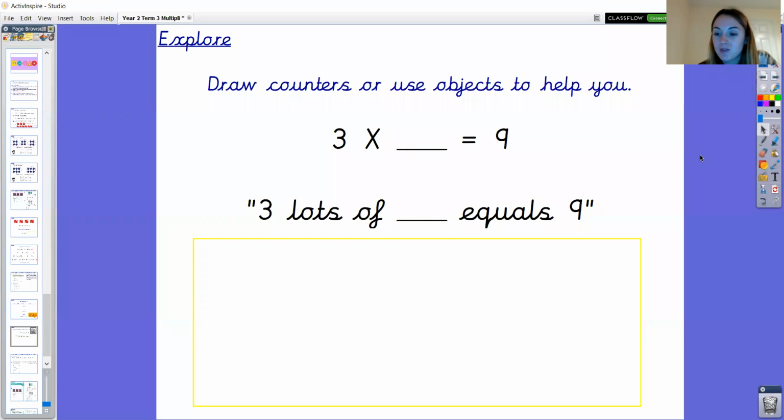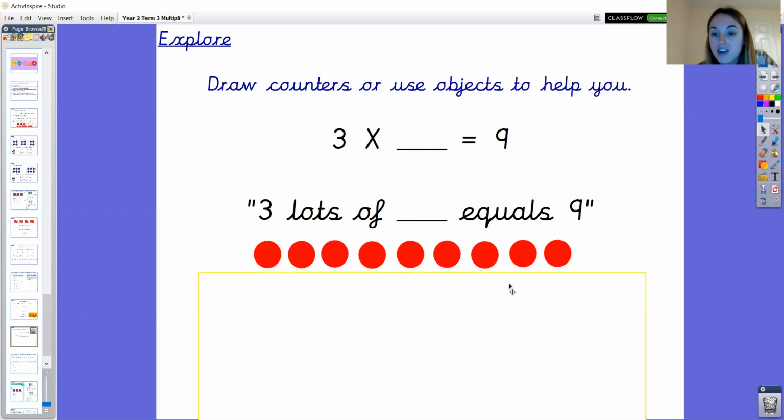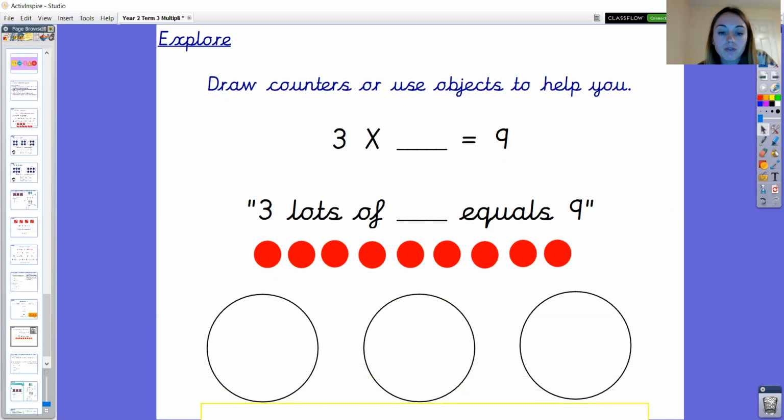Well done, Year 2. So we're going to have a go together now. So I've drawn 9 counters, which you may choose to do when you explore this question independently in a moment on step 3. So I've drawn 1, 2, 3, 4, 5, 6, 7, 8, 9 counters. And because it says 3 lots of, that's 3 equal groups. So I've drawn 3 equal groups to represent 3 lots.